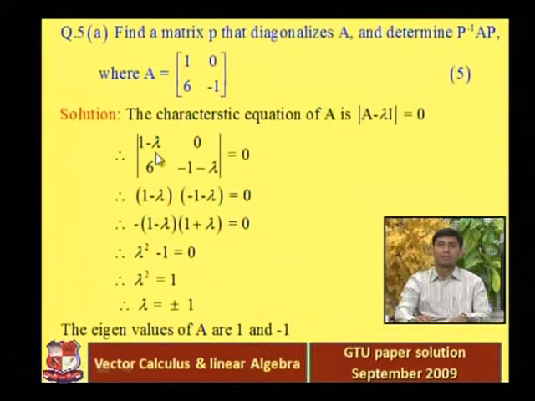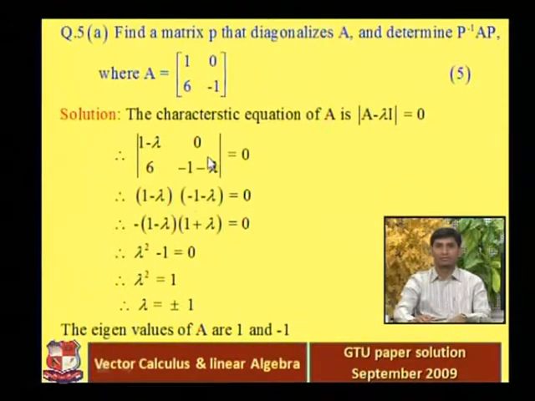So 1 minus lambda, 0, 6, minus 1 minus lambda, that is equal to 0, because the determinant of A minus lambda I means we just have to add minus lambda to the main diagonal entries. The other entries are the same, so 1 minus lambda and minus 1 minus lambda, and this 0 and 6 are the same, right? So 1 minus lambda, 0, 6, minus 1 minus lambda, that is equal to 0.